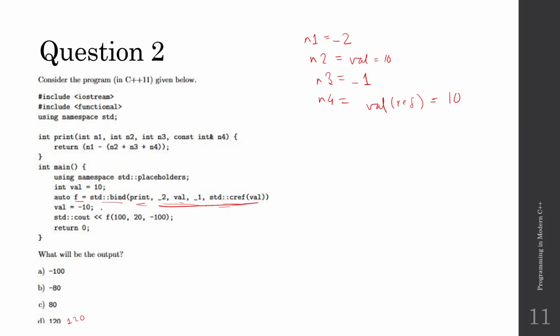After this line we set val equal to minus 10, and the significance of this is that we have a reference to the val. So now n4 will become minus 10. Since we had a reference to the val, when val changed, it will also change that value, and it will become minus 10.